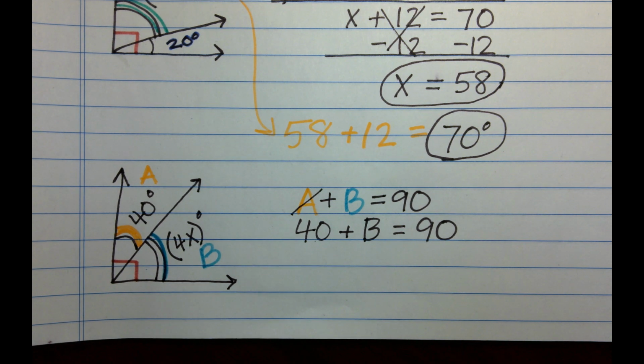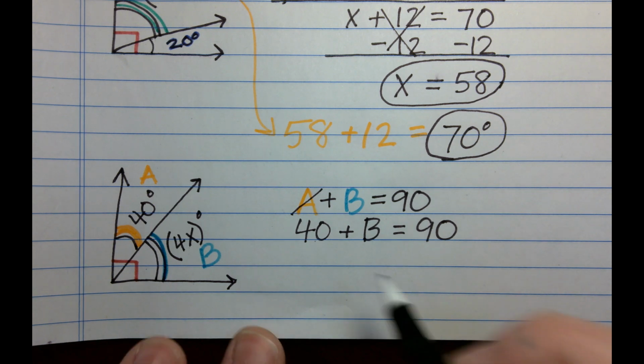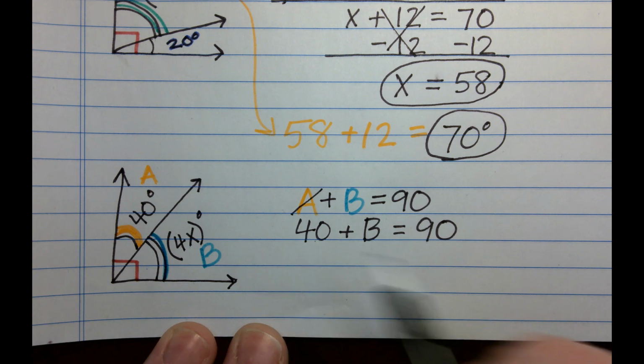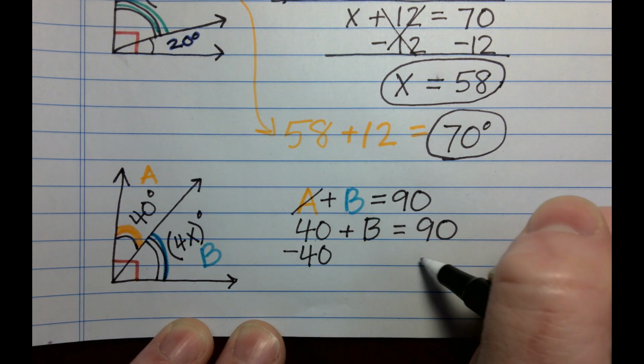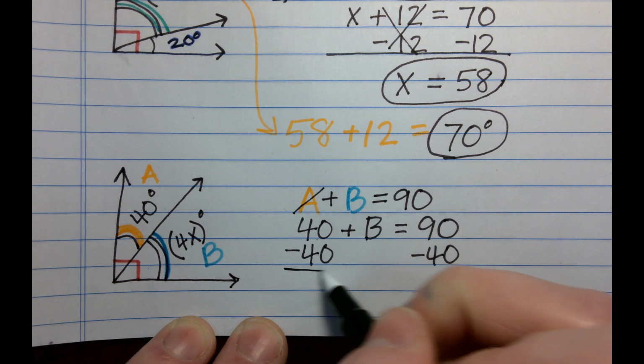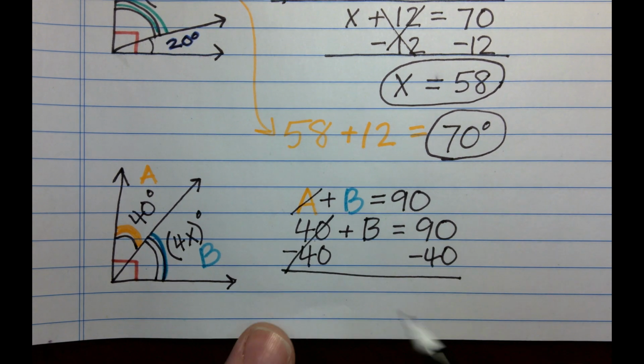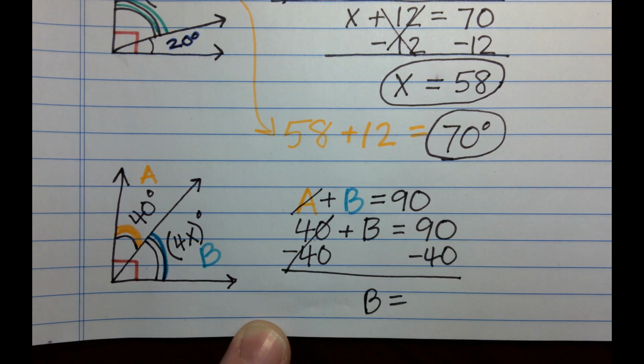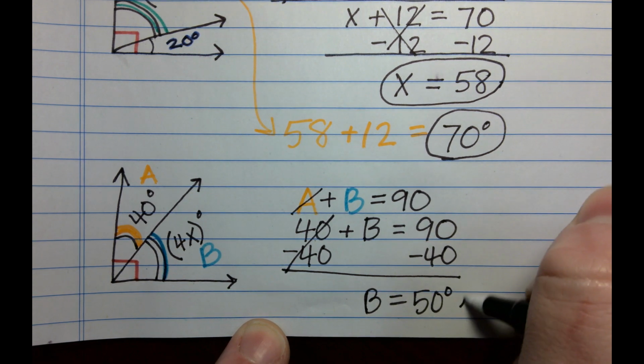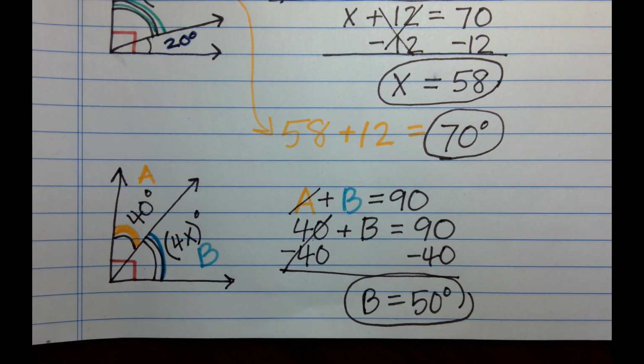But could we find the measure of angle B without using 4x? How would you do that? Difference. It's going to be 50. How did you find that it was 50? Because 90 minus 40 is 50. So we're just going to go ahead and subtract 40 from both sides. I'll bring down my B equals 50. So I know that angle B is 50 degrees.